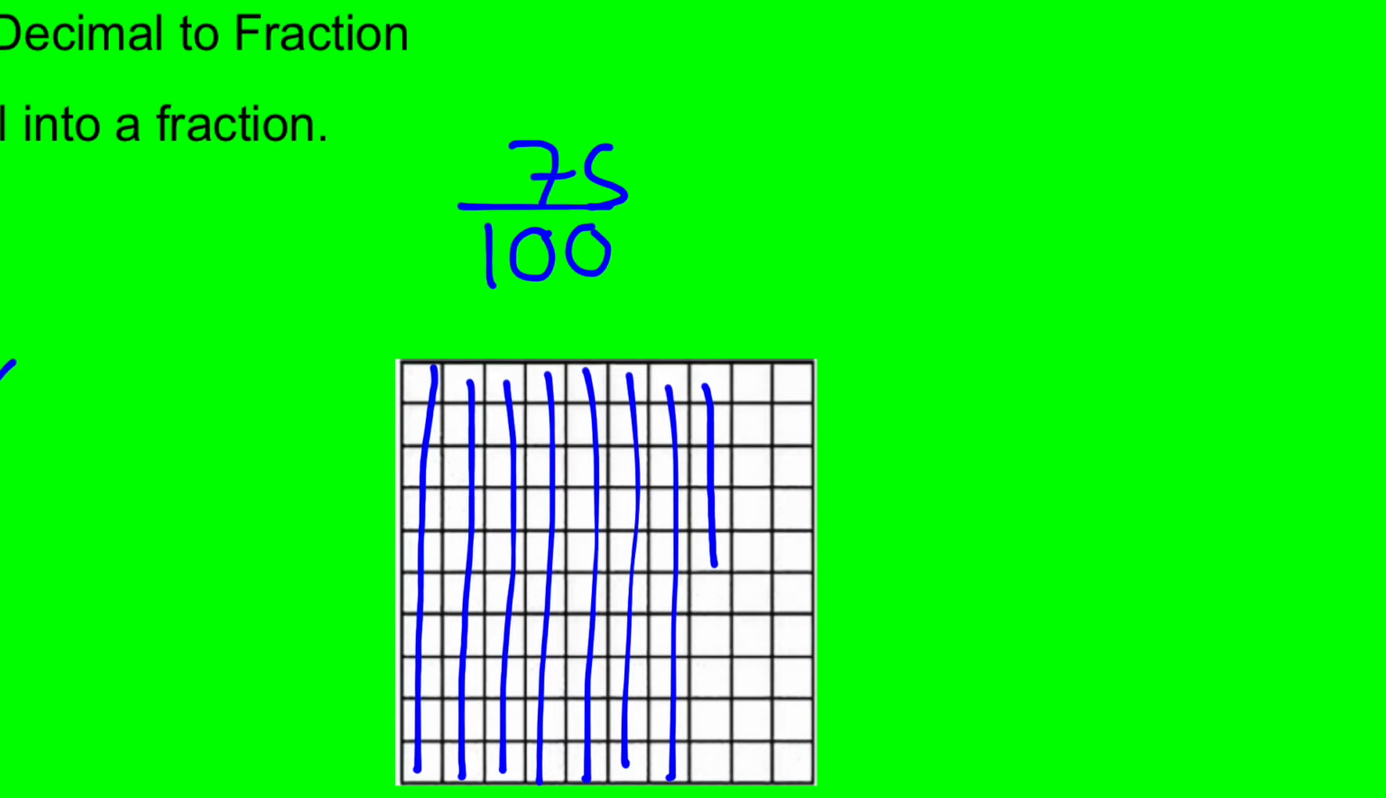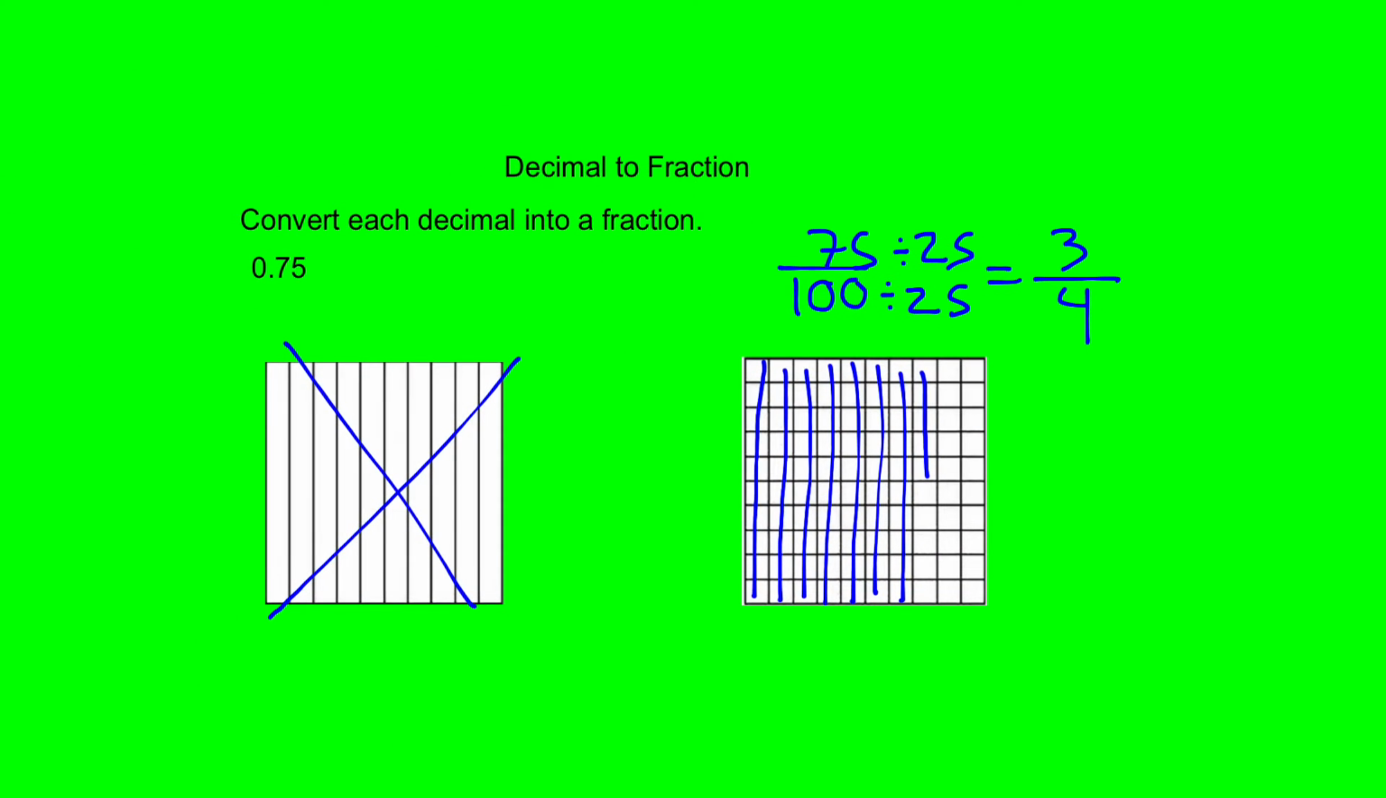Now if I wanted to make this the simplest fraction it could be, I would recognize that the largest number I could divide into 75 and 100 is 25. Now 75 divided by 25 is 3, and 100 divided by 25 is 4. So 0.75, or 75 hundredths, is also 3/4.